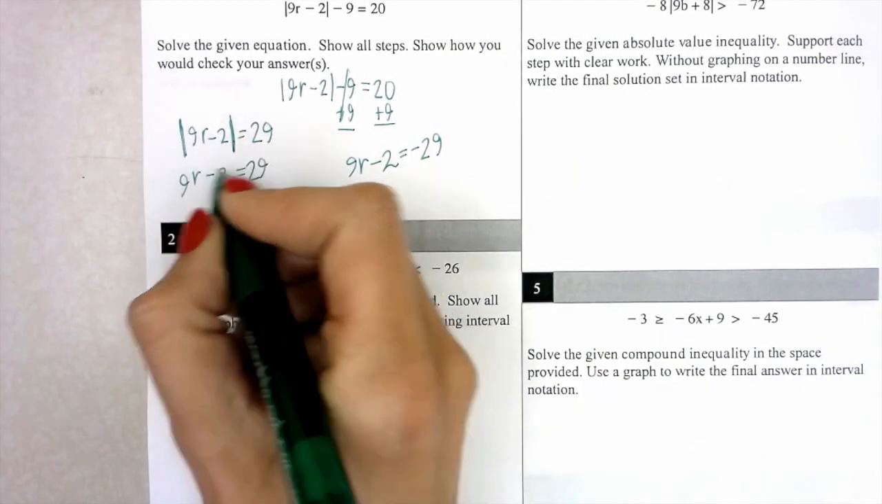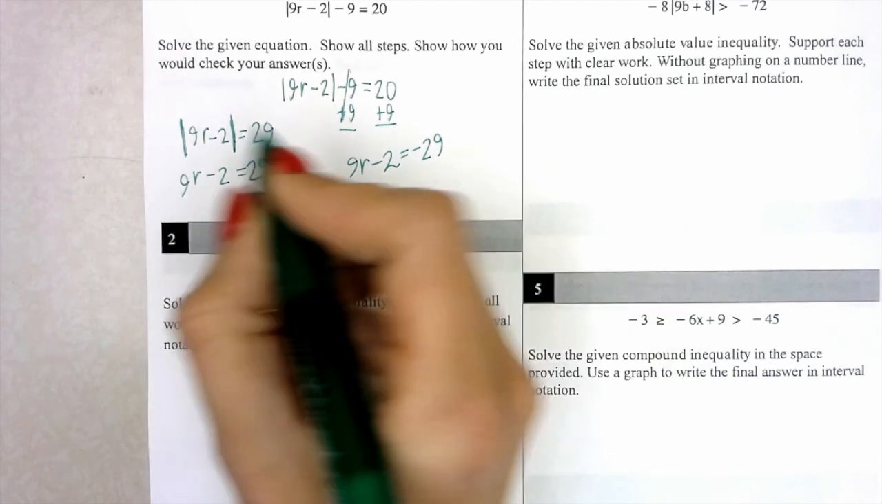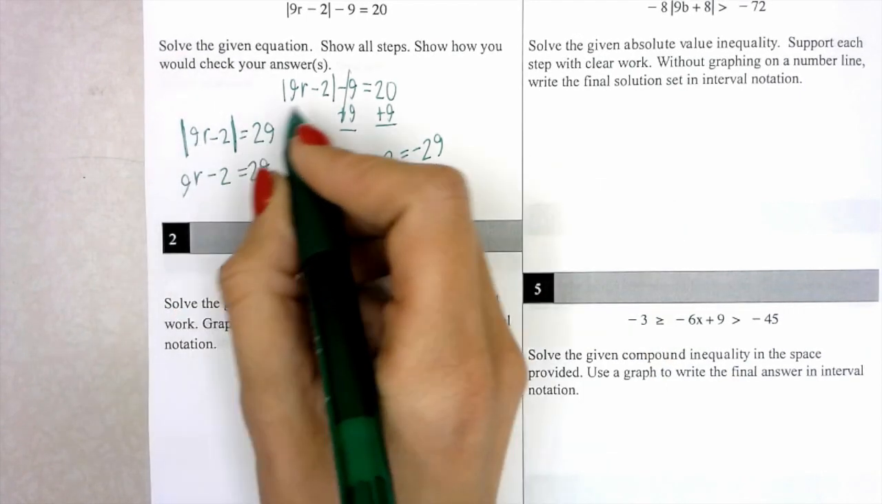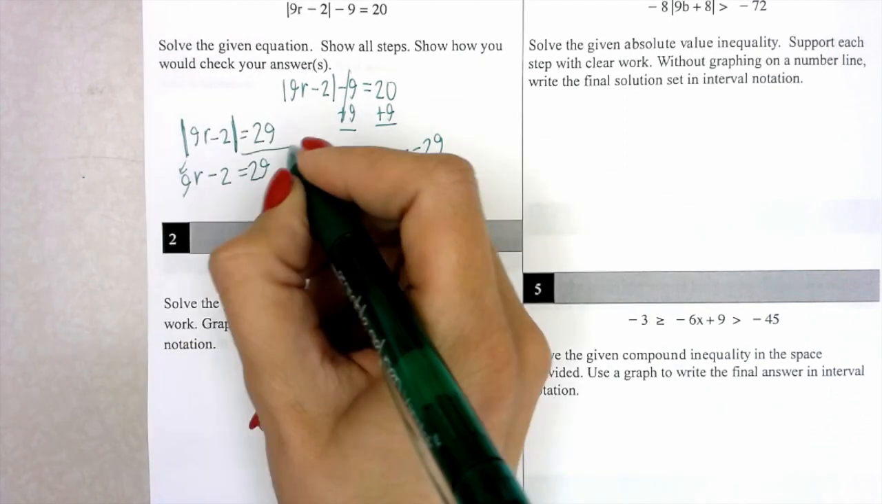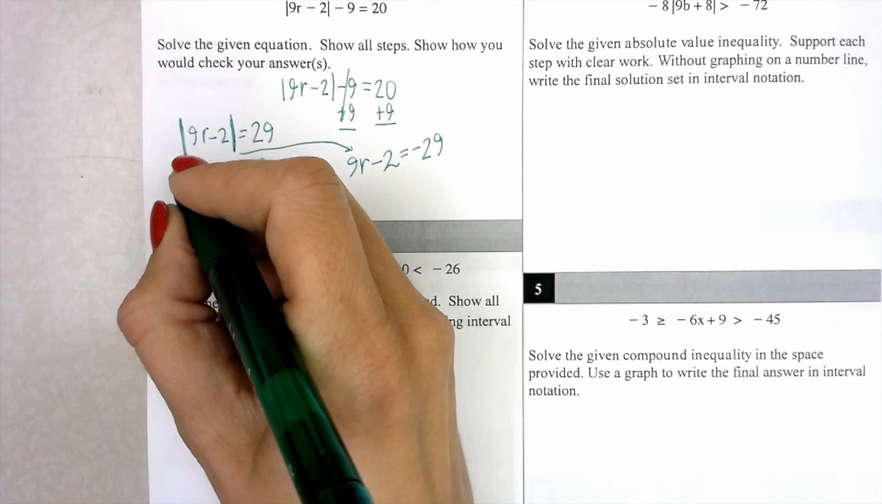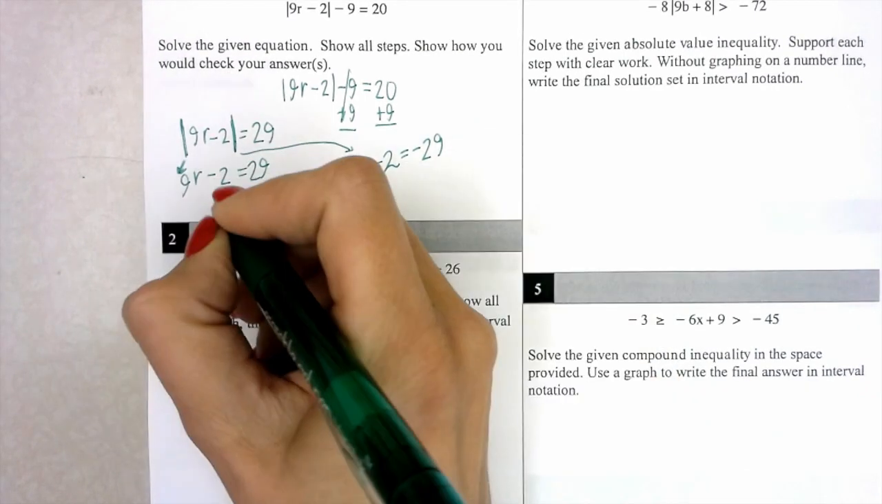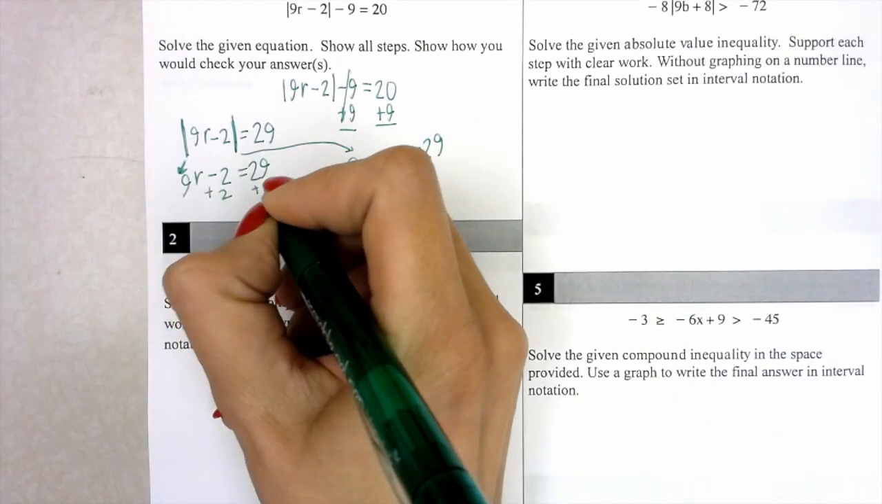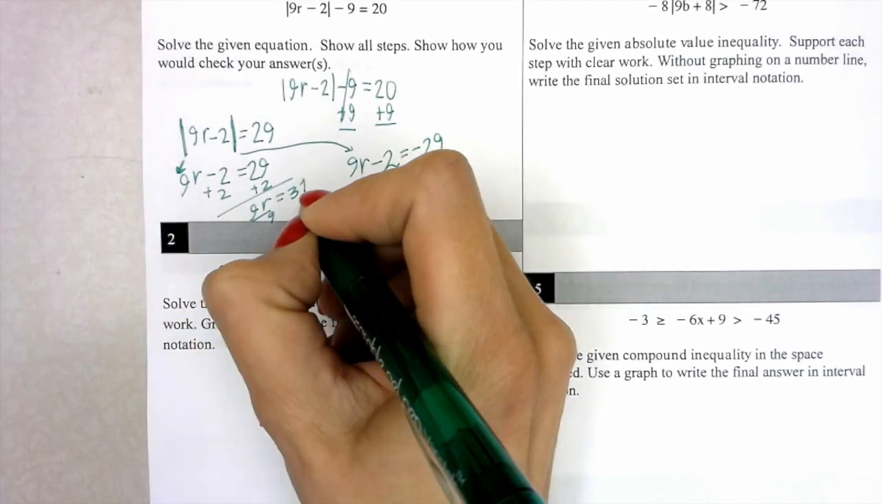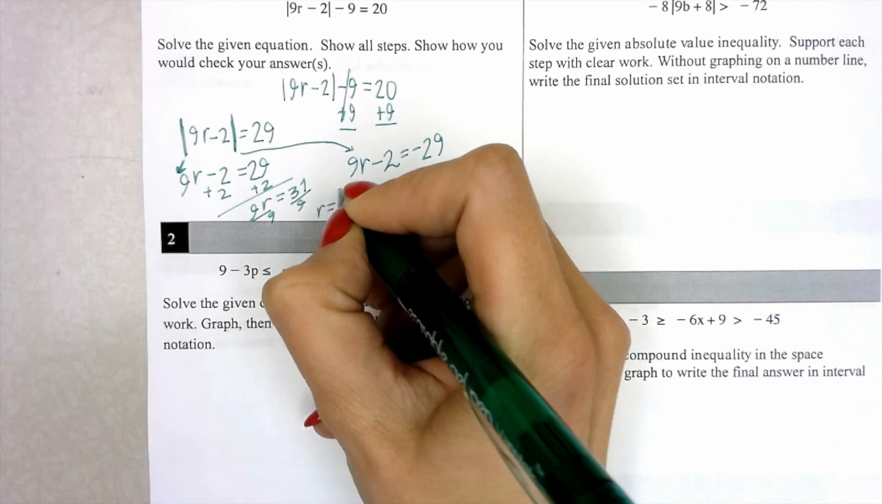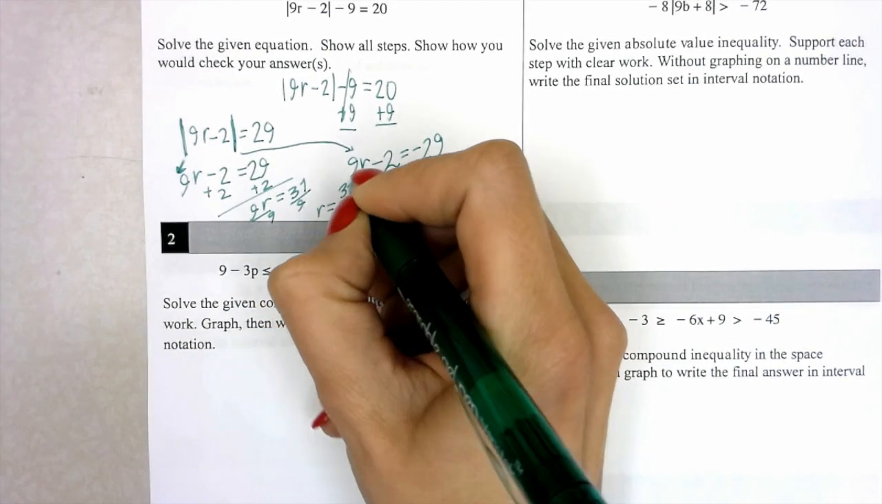So your work looks like this. The absolute value bar stays in certain steps. If you notice, I don't just get rid of it, okay? This work comes from the fact that you have an absolute value. So you're going to have two different equations to solve. I'm going to add 2. 9r is 31. I'm going to divide by 9. R equals 31 over 9. That's one answer. You leave it like that.